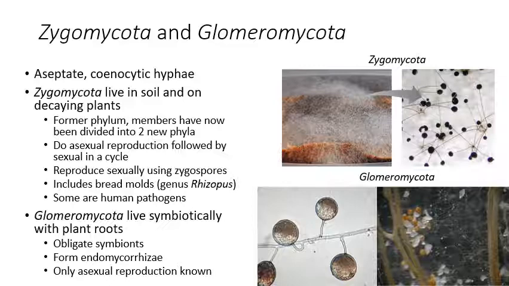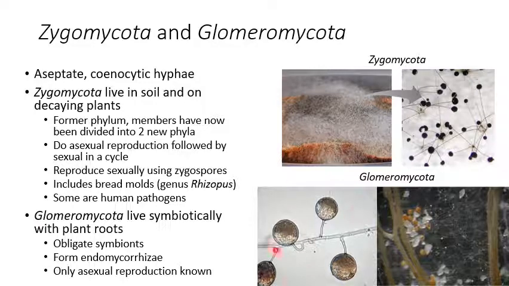Then for the Glomeromycota, those do not include pathogens. Those are symbionts that live with plant roots in the endomycorrhizae. So they would be forming this symbiotic relationship with non-woody plants and sending their hyphae actually into the plant cells to help deliver nutrients to them and also accept nutrients from them. They are obligate symbionts, which means they cannot survive without their plant partner. So the plant needs them, and they need that plant. They're not known to reproduce sexually, only asexually.